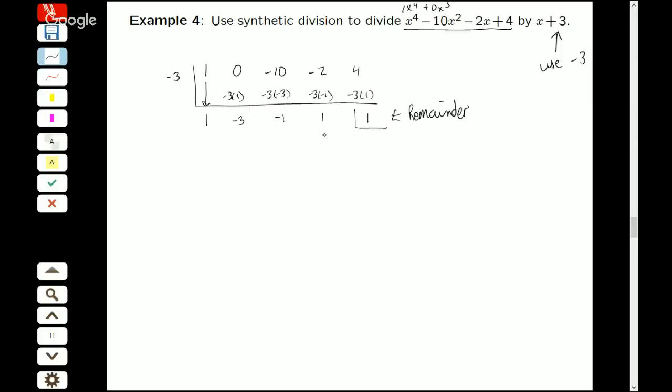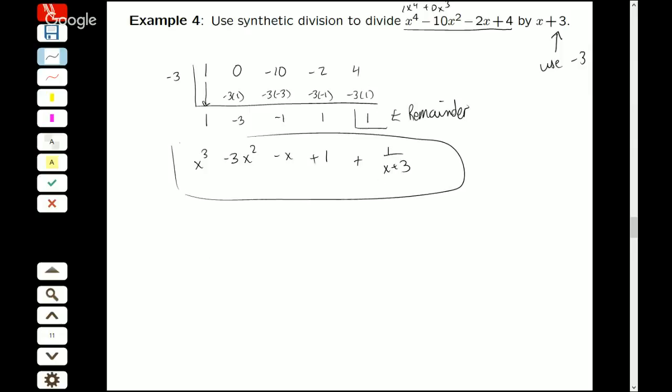So our answer, this would be just our constant. And then this becomes a minus 1 times x. And then this becomes a minus 3x squared. And then that becomes an x cubed. You increment your power up by 1 from left to right, starting with the constant term. And then plus 1 over x plus 3. That's the process. Why isn't the remainder negative 1? Because this is a negative 3 plus a 4. No, we're adding. We changed this sign right here so that we can add. And so you just add straight down.